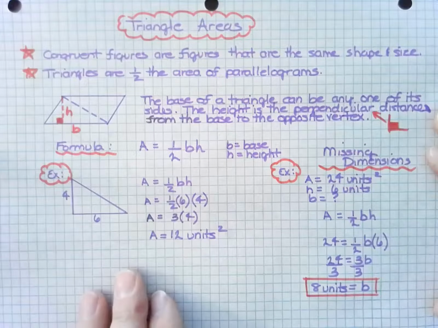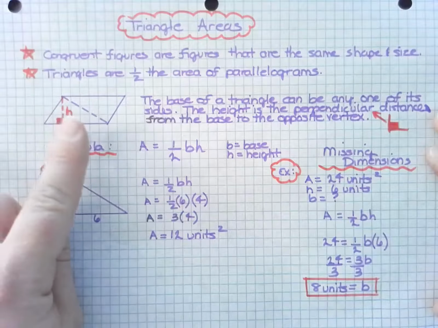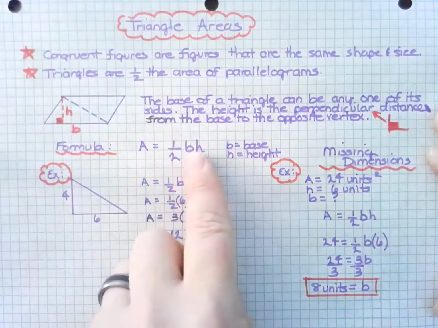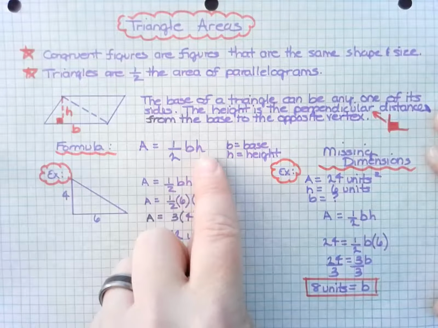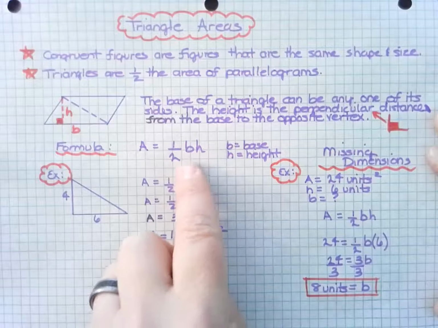Again, remember that the area of a triangle is half a parallelogram. If I know the parallelogram's area is base times height, then half of base times height is the area of a triangle.